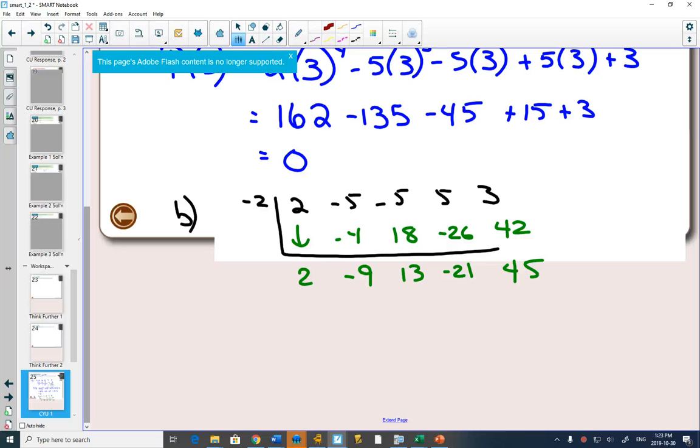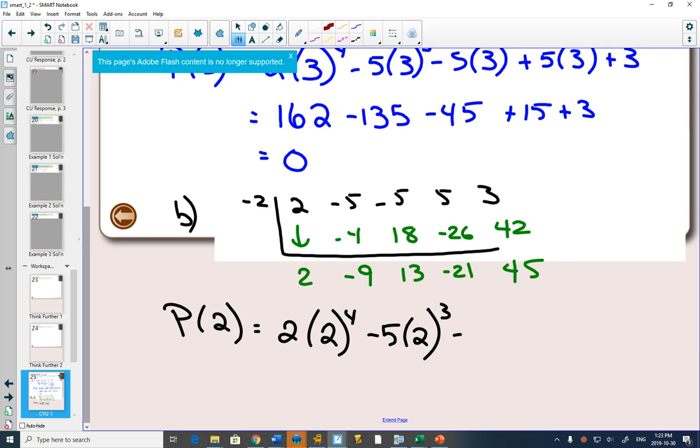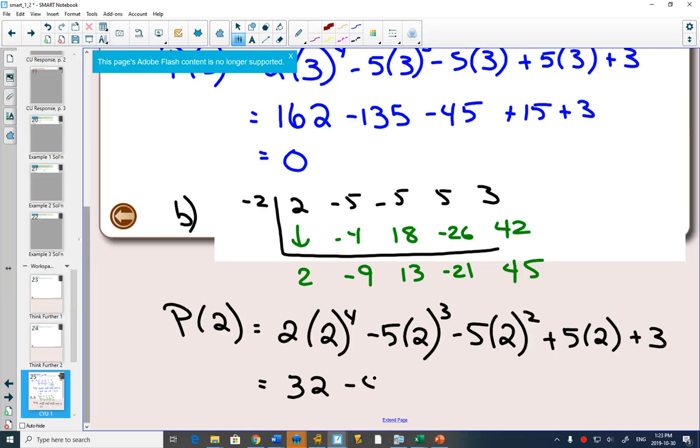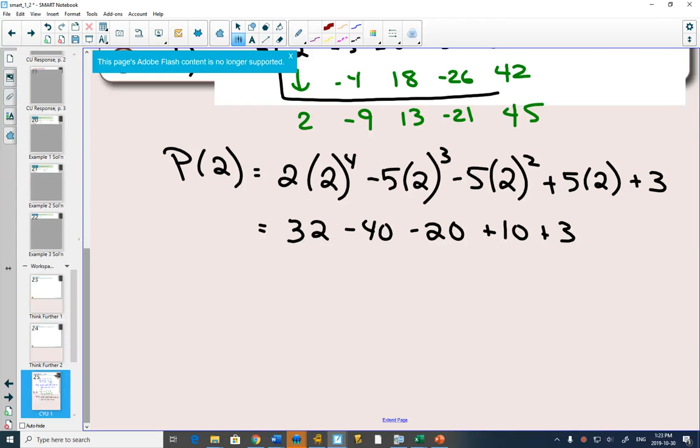The remainder theorem, P of 2 says it's 2 times 2 to the 4 minus 5 times 2 cubed minus 5 times 2 squared plus 5 times 2 plus 3. 2 to the 4 is 16 times 2 is 32. 8 minus 40. 4 minus 20 plus 10 plus 3. Okay, and I got different numbers here.